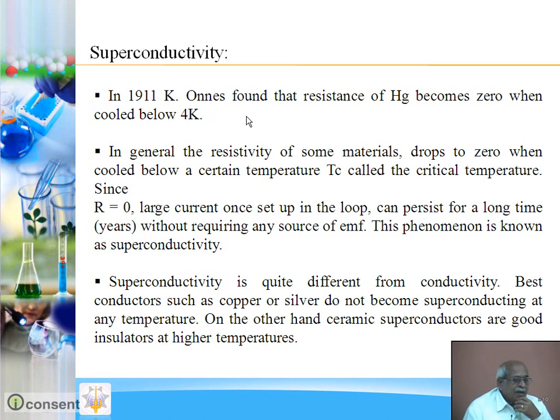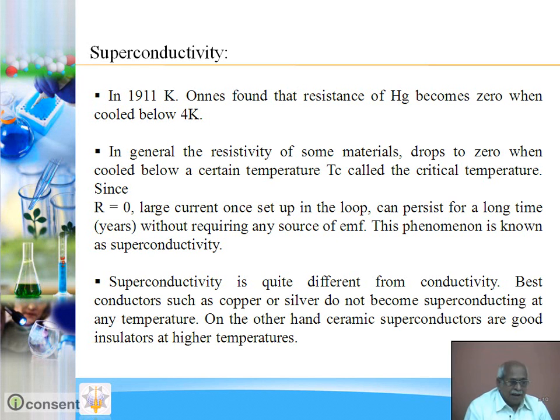In general, for most materials, resistance decreases when temperature is decreased. Resistance not only decreases, but becomes absolutely zero, clean zero, not nearly zero. In some books it is called nearly zero, it is not correct. So for many materials, resistance becomes zero, precisely zero, when cooled below a certain temperature Tc. This Tc is called critical temperature.